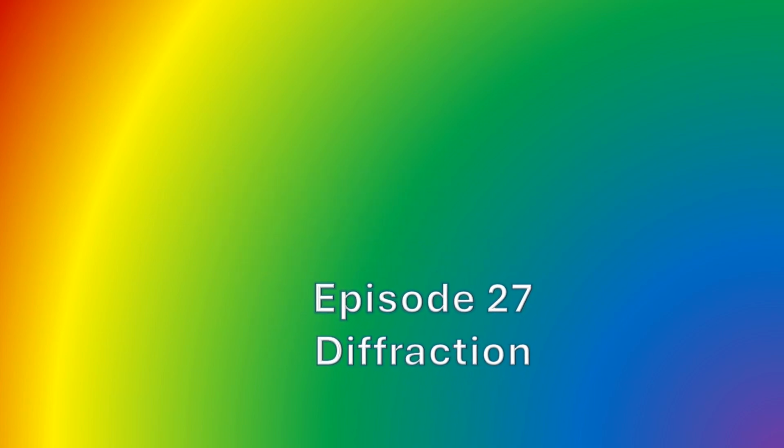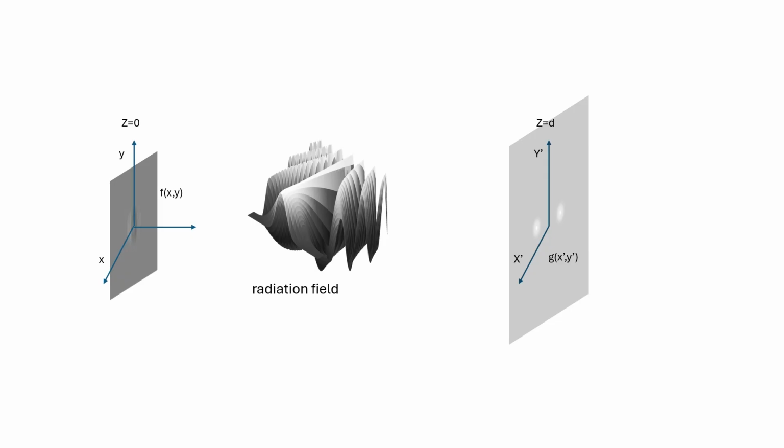Episode 27, Diffraction. Okay, so we've been interested in the relationship between distributions at an input plane, which we've thought of as where the object might be in an imaging system, where we'd have distribution f of x, y, and an output plane where we'd make some measurements, in this case, g of x prime, y prime.